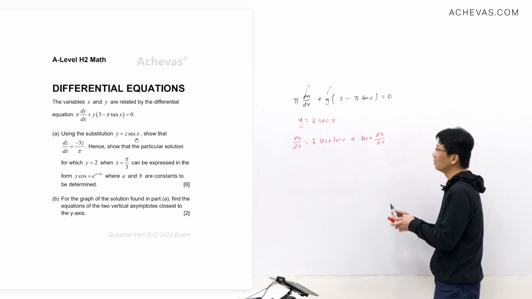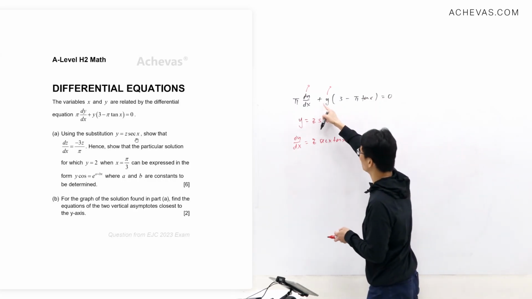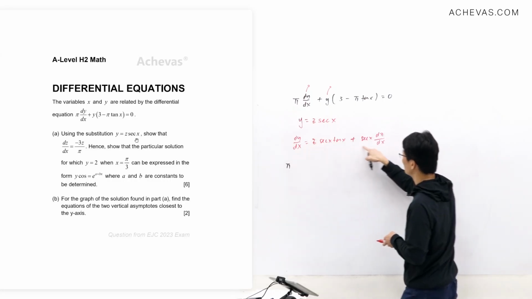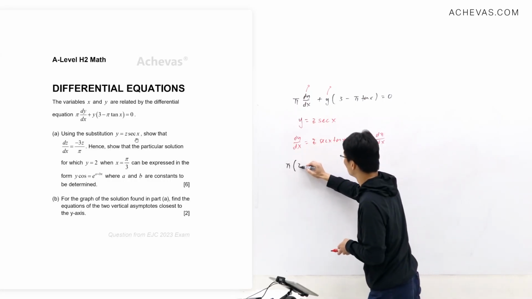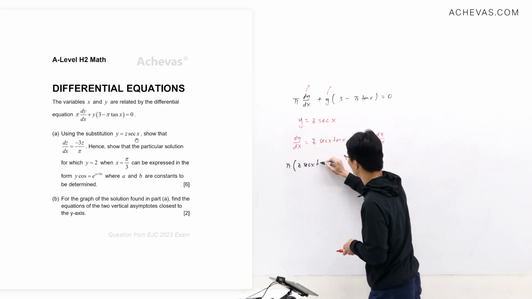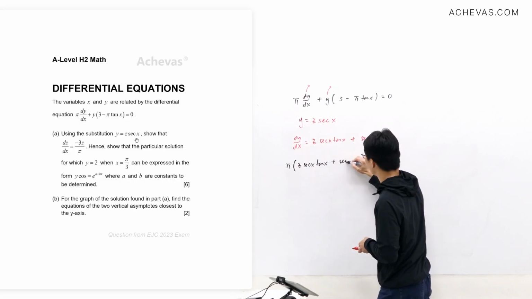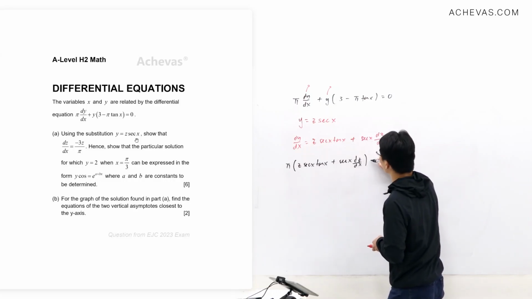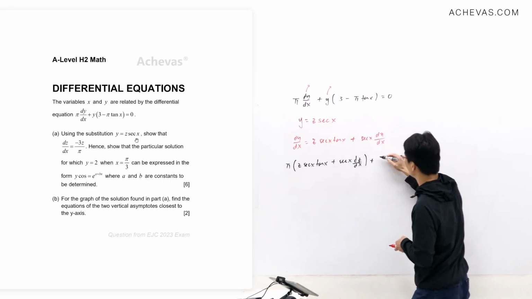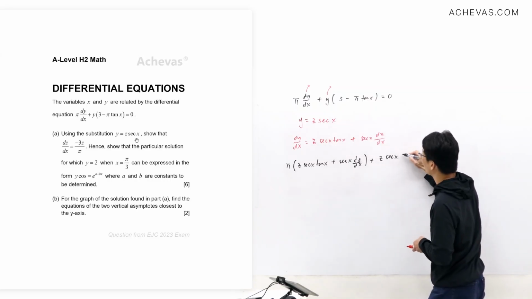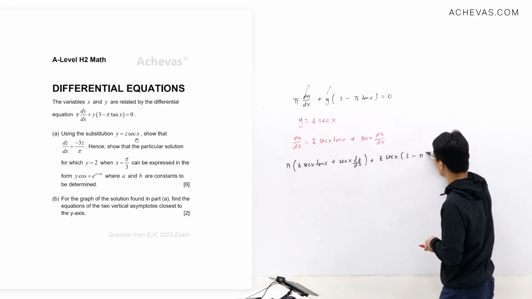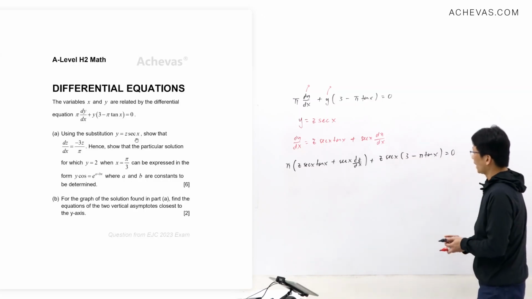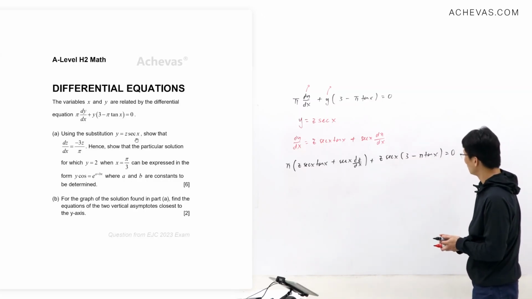Right, so now we can do a bit of replacement for the y's away. So I'll get pi, and dy/dx I will replace with this entire expression. So I got z secant x tangent x plus secant x dz over dx, plus, and y can be replaced with this z secant x, 3 minus pi tangent x equal to 0. All right, let's see how we can simplify this.